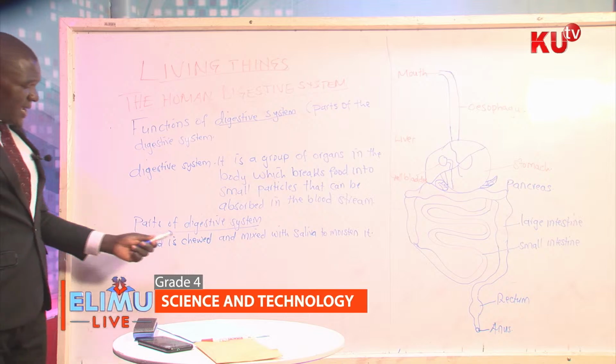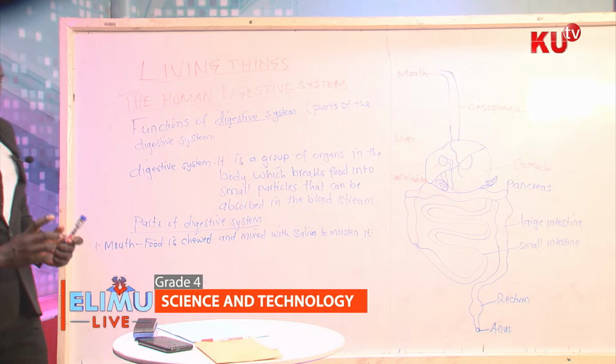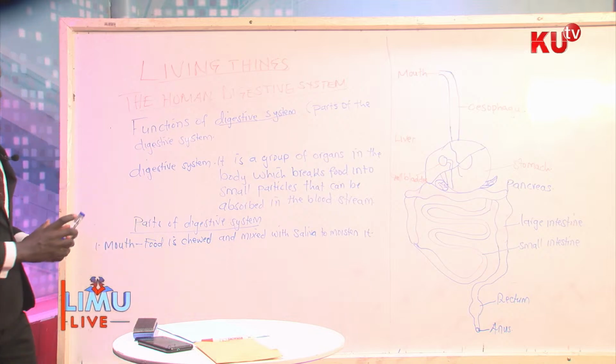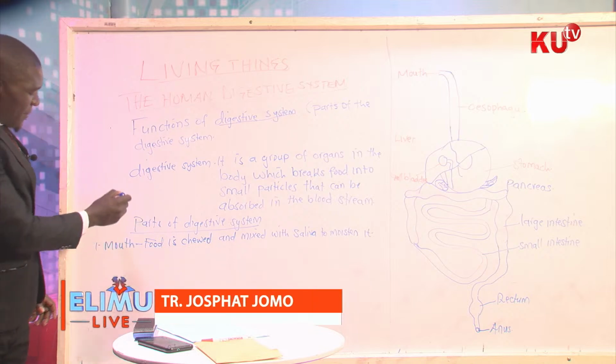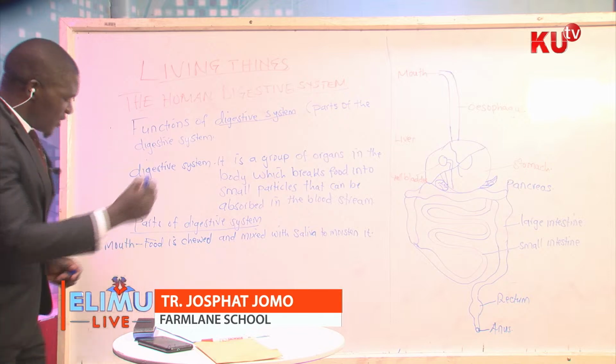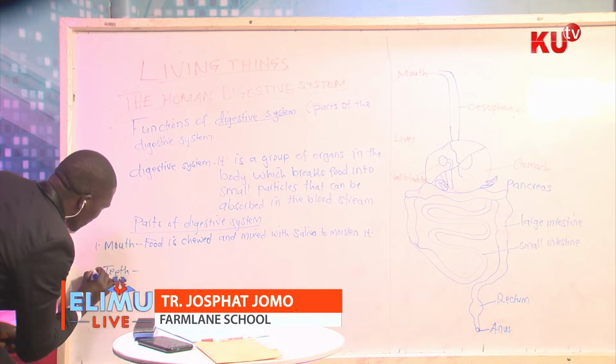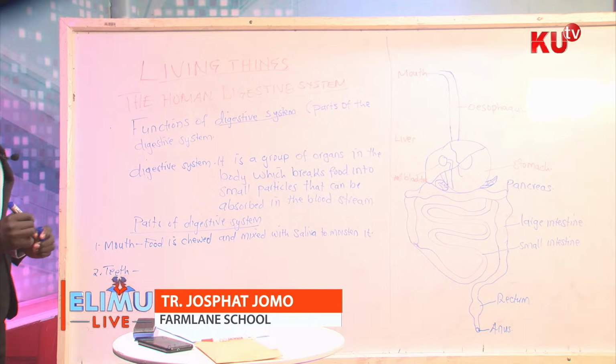So this is the function of the mouth. Function is the work that each part does. So number 1, we have the mouth. Then in the mouth, we also have teeth. So we have to look at the function of the teeth. And what is the function of the teeth?